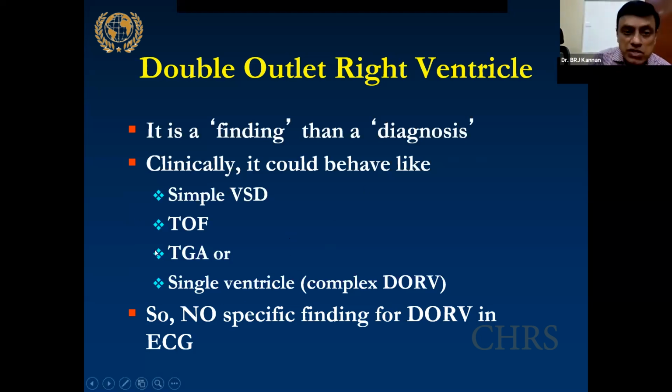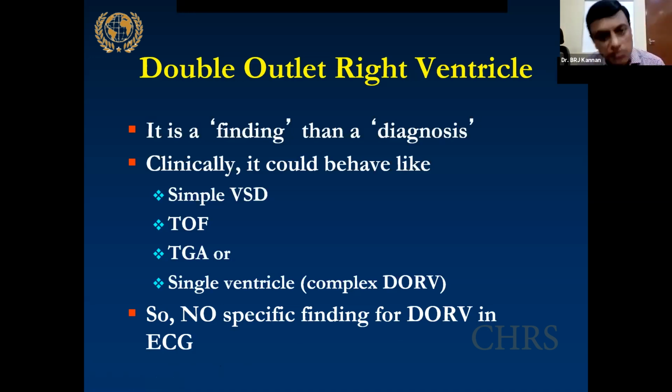Because DORV has so many expressions, we cannot have a single finding as the finding of DORV. So there is no specific finding of DORV in ECG. But I do see examiners asking what is the ECG finding of DORV. They do say something. But in my understanding, there cannot be a single ECG finding for DORV.